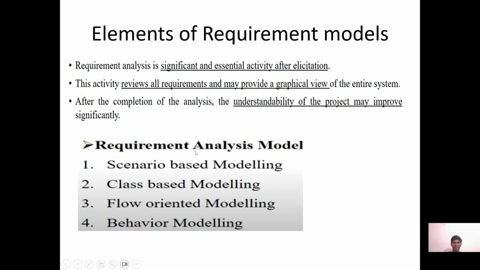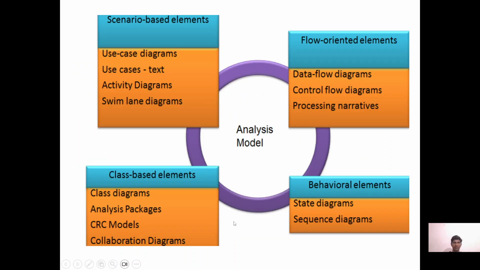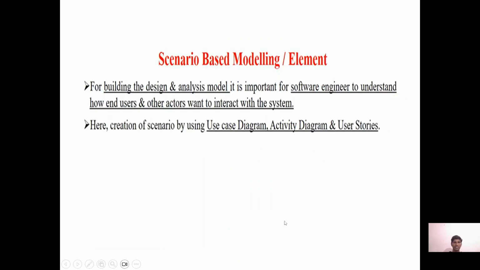Next are the elements of requirement models. There are different requirement analysis models: scenario based model, class based model, flow oriented model, and behavioral model. In a scenario based model, you will have a use case diagram. In flow oriented, you will have a DFD diagram. In the behavioral model, you will have a sequence diagram. In the class based model, you will have the class diagram. So these make up the requirement analysis model.